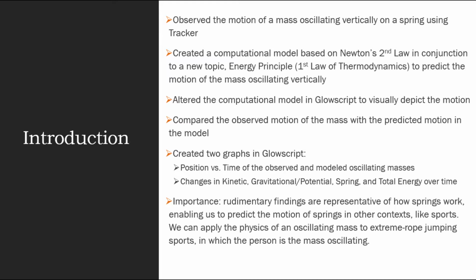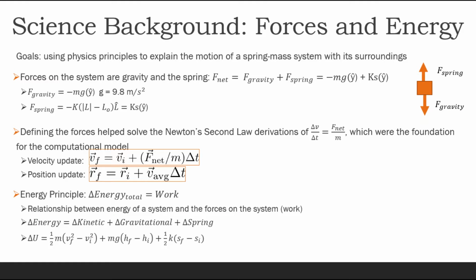This lab is important as the rudimentary findings help us predict the motion of springs in other contexts like sports. We can apply the physics of an oscillating mass to extreme rope jumping sports in which the person is a mass oscillating. Before we can get into the lab, it is important to discuss the scientific reasoning for observing the motion of a mass oscillating on a spring.